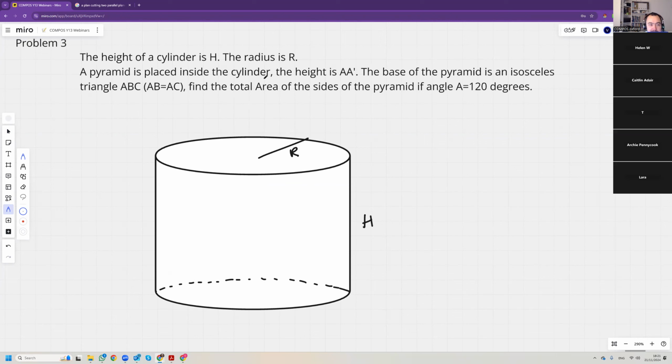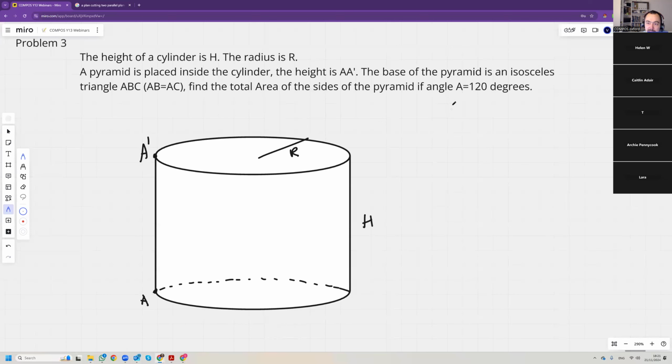A pyramid is placed inside the cylinder. The height is AA1. So AA1 would be this. I forgot the word for it, the line that produces the cylinder. If you think about it, a cylinder is produced by a line moving parallel to itself in circular motion. So that makes a cylinder. The height is AA1.